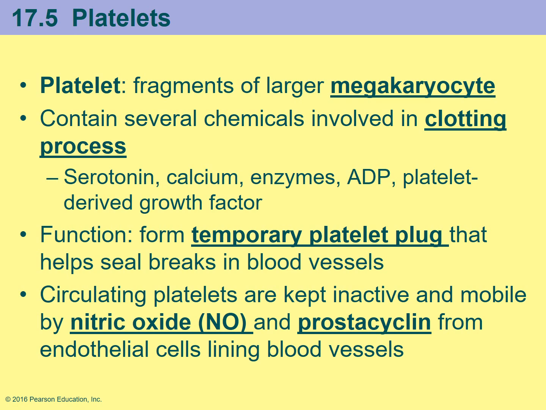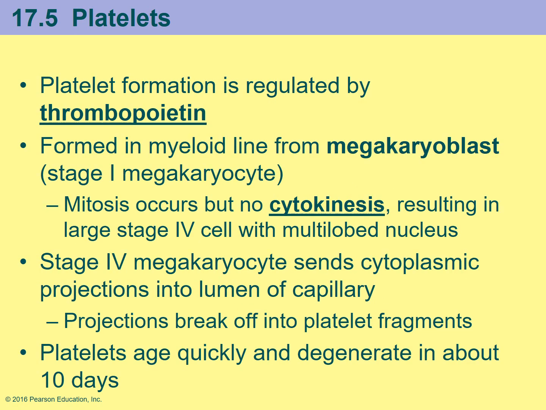Circulating platelets are kept inactive because you want to be able to control the plug when the clot is formed. So platelet formation is regulated by thrombopoietin. Mitosis occurs, but there's no cytokinesis. So you end up with a very large cell with a multi-lobed nucleus, but it never goes through that cytokinesis, which is the division of the cytoplasm.